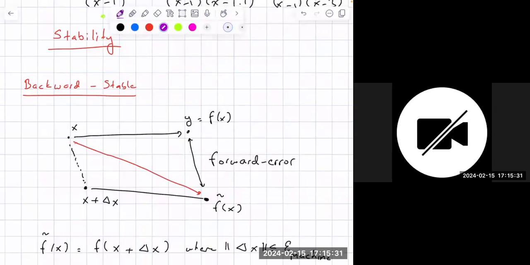This was the solution for this input, okay? That's why it's called backward stable. Your algorithm gave you an answer. That answer was just a little away from your input, but you can go backwards that way. That's the assumption, okay? And this type of stuff, if you can do it, it's called backward stable, okay?